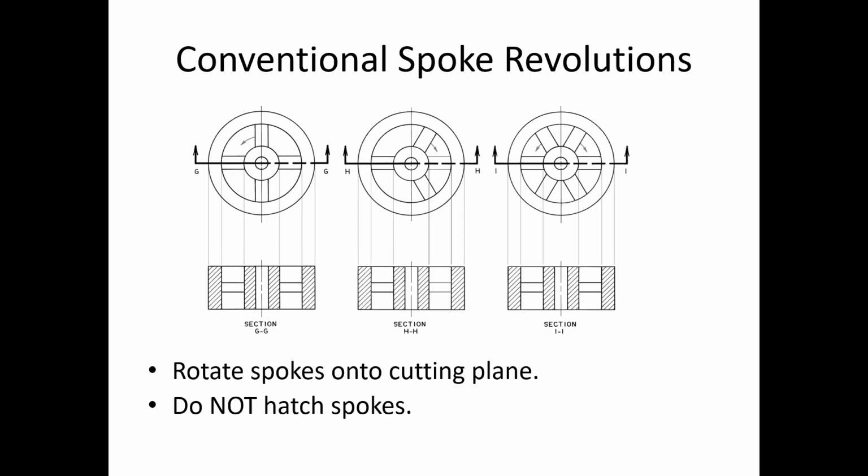The middle one's got three, just like all the other examples. It's got three spokes. The one spoke is rotated down to the cutting line. Same kind of thing. So the cross sections look exactly the same as the wheel with four spokes.